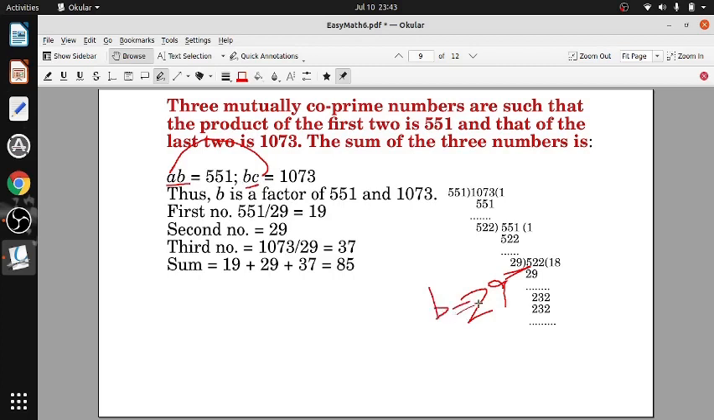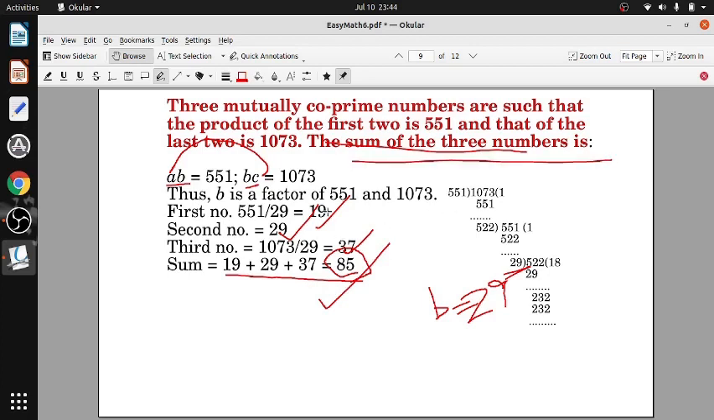So AB is 551, B is 29. So 551 divided by 29, A का value, and BC is 1073. So again divide by 29, ये C का value. So A, B, C मिल गया. What is the sum of the three numbers? A plus B plus C. 19 plus 29 plus 37. 85 is the answer. The three numbers are 19, 29 and 37, and the sum is 85.